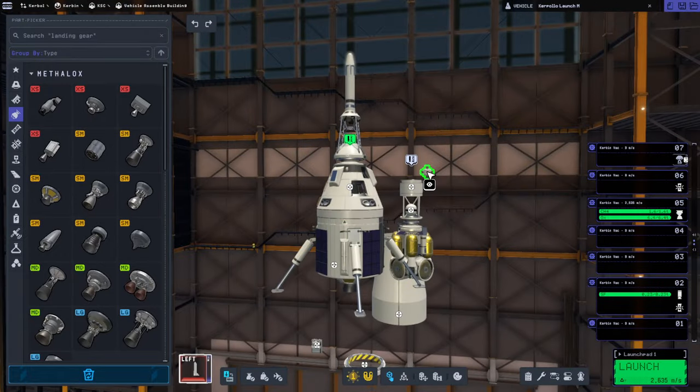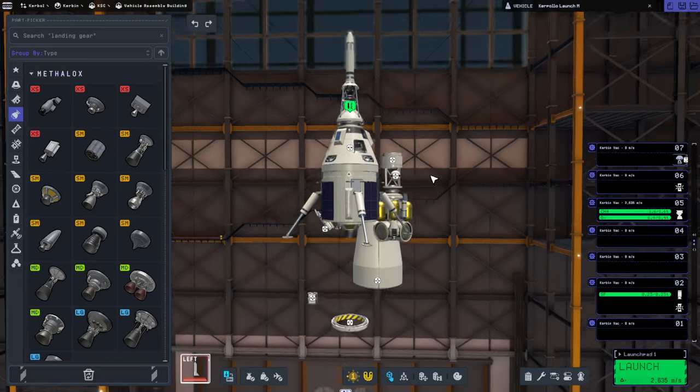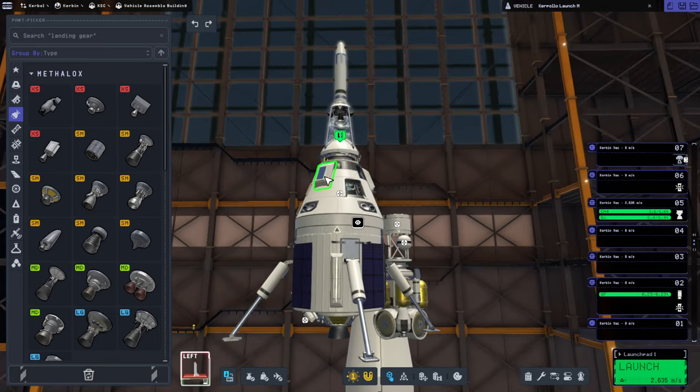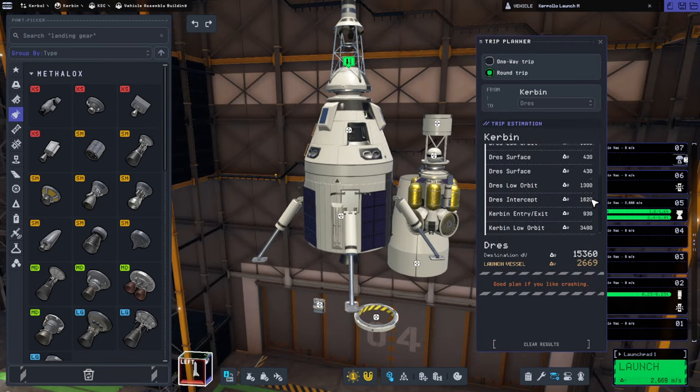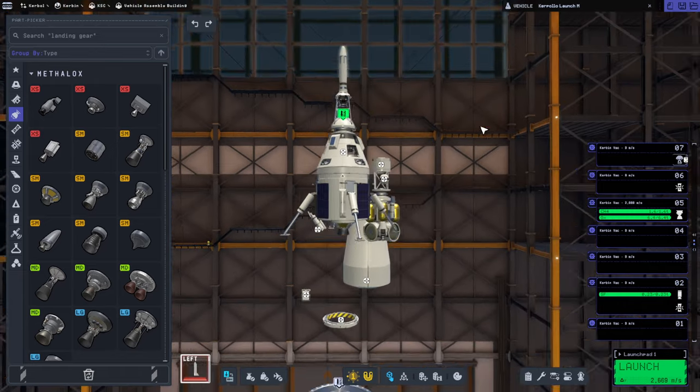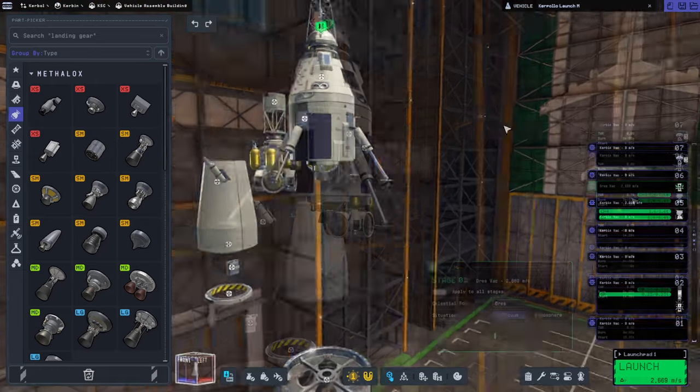I don't feel the need for RCS thrusters here. And that means we can get rid of the monopropellant. I don't know if that's exactly how that works out. Well, I think we might need more Delta V than I'm thinking. I thought it was only like 1,500 to return from Dres.